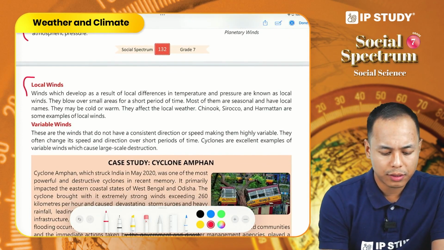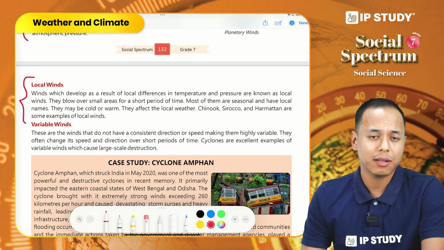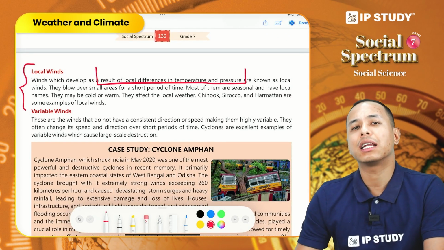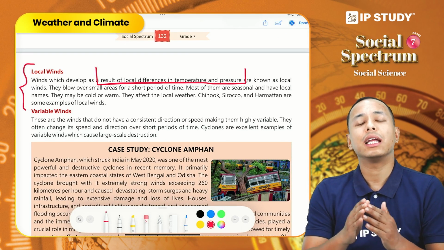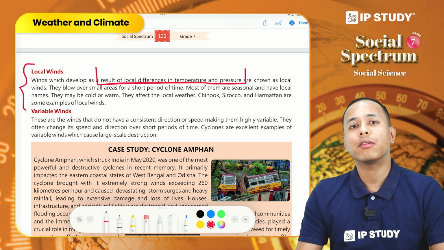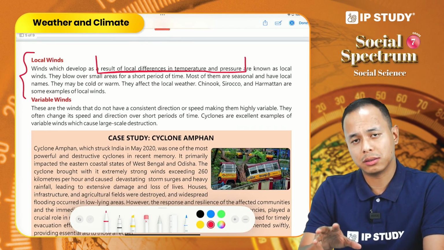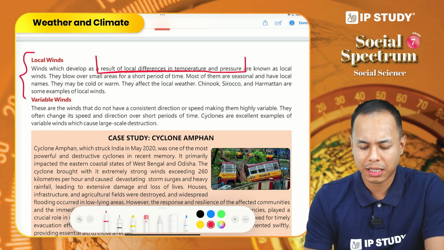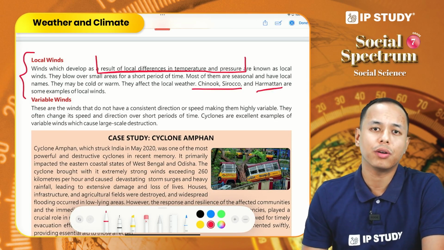Now local winds. As the name suggests, local winds do not blow at a global scale. They are a result of local differences in temperature and pressure. These winds influence or affect the climate of a local place only. They blow at a certain place and for a short period of time. For example, Chinook, Sirocco, Harmattan. These are all examples of local winds.